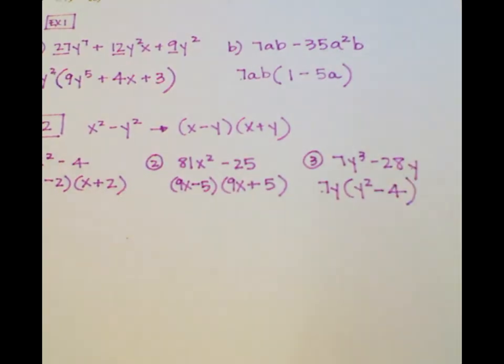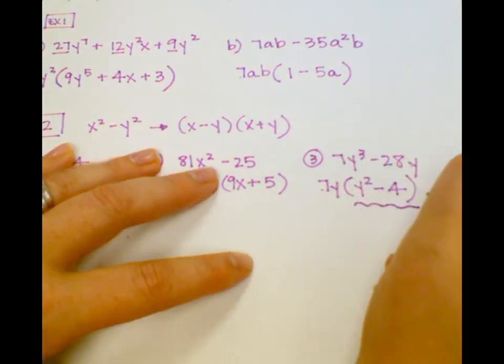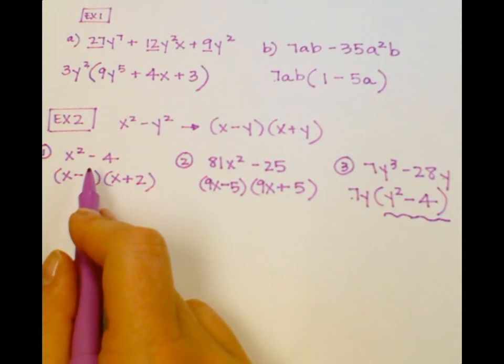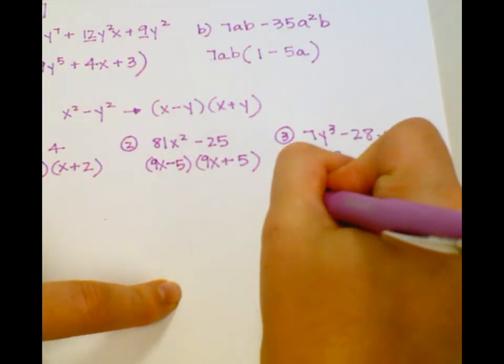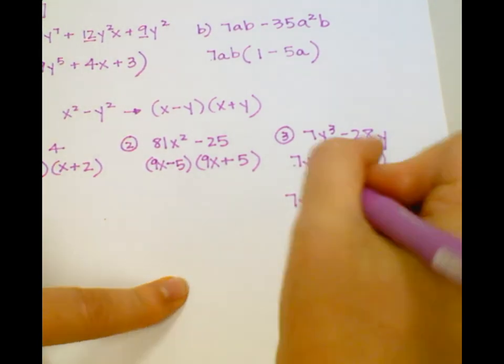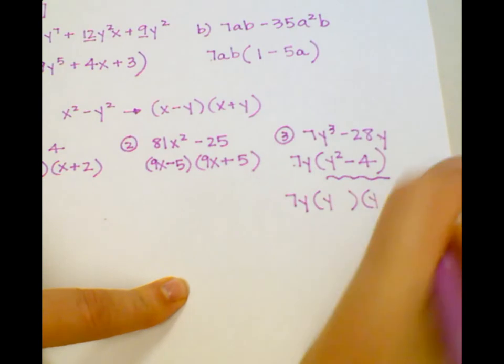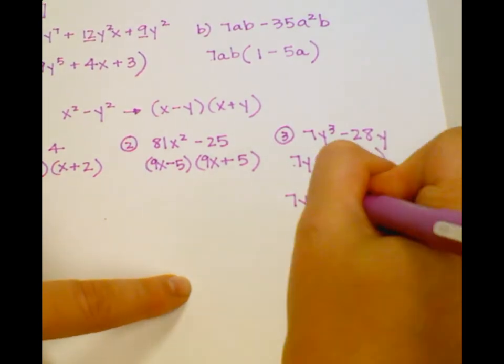All right. Now that you've taken out the GCF, this right here is the difference of squares. Look, it looks like the first one, except this one had an x. So keep your 7y on the outside. Don't forget it or you're going to miss a point. y squared is just y and y. What is 4's perfect square? Good, 2 and 2. And there it is.